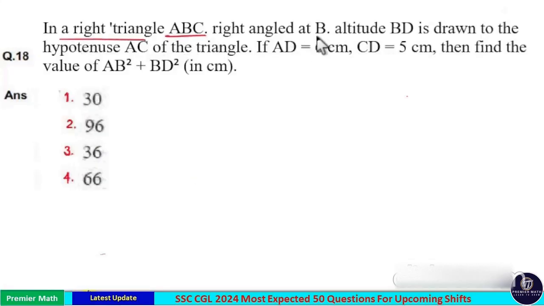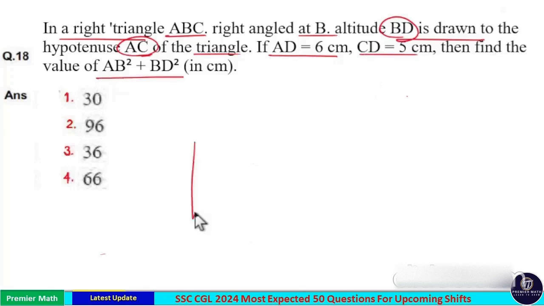In a right angle triangle ABC, right angled at B, altitude BD is drawn to the hypotenuse AC of the triangle. If AD is 6, CD is 5, then find the value of AB square plus BD square. Here this is right angle triangle ABC, right angled at B. Now altitude BD is drawn to AC, which means this is perpendicular to AC. In that case, the formed three triangles are similar triangles.